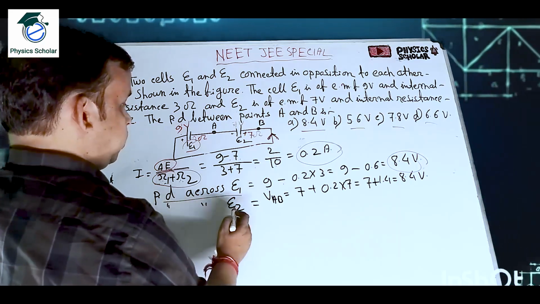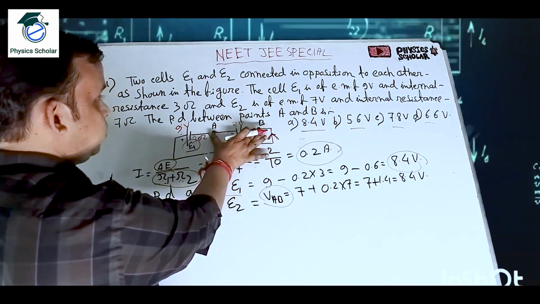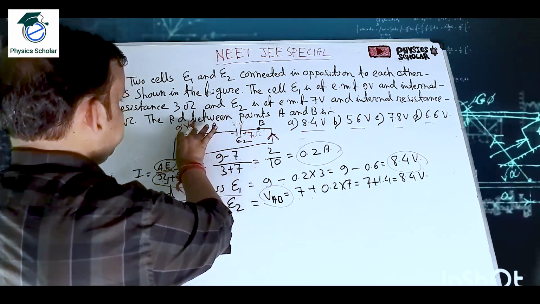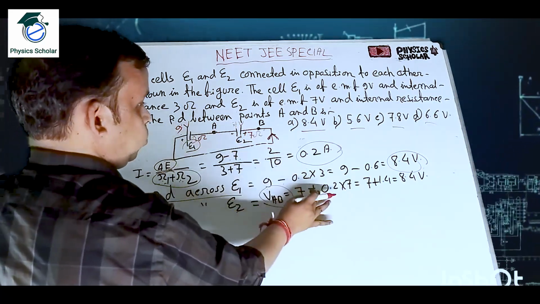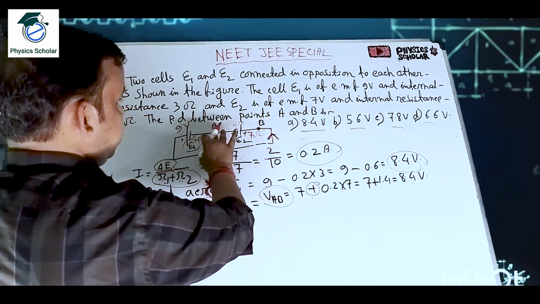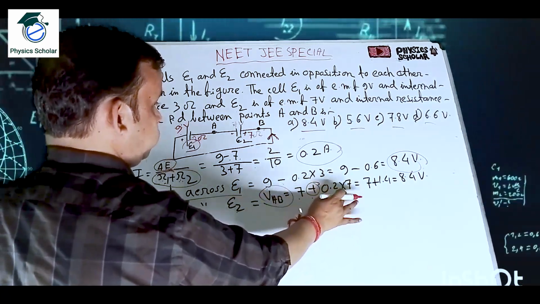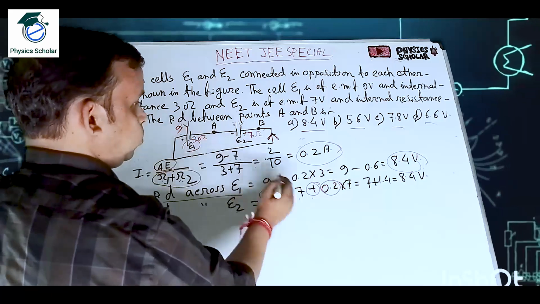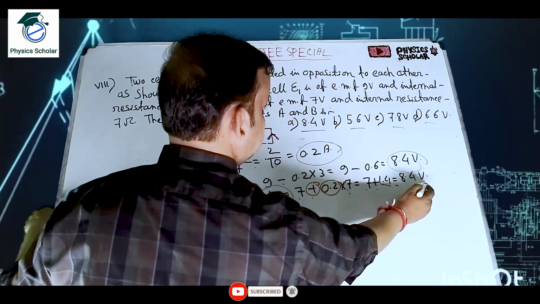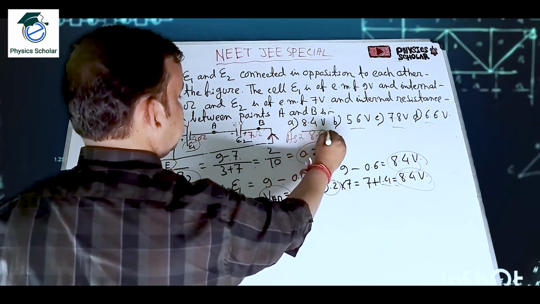In the case of the potential difference across epsilon 2, that is VAB, which we have to find out, the current is passing through it, but actually the voltage is higher over here, so it will be a plus sign instead of minus. So 7 plus 0.2 into 3, the current flowing into the internal resistance, is 7 plus 0.6 is equal to 8.4 volt. So option A, the answer will be 8.4 volt.